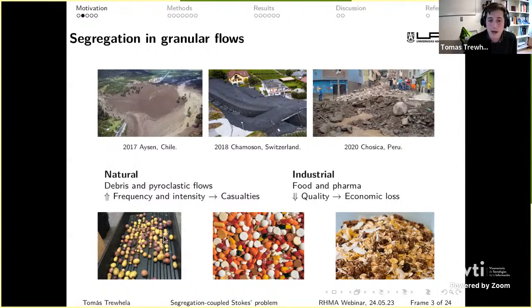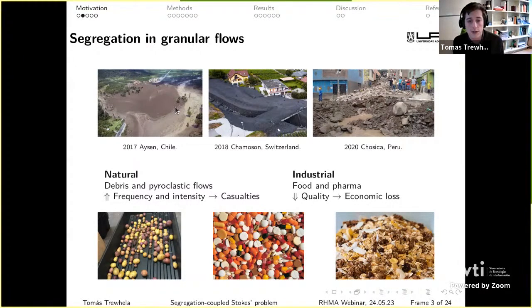But this not only happens in this type of small scale granular bulks, it also happens with natural flows. Each time that we have a debris flow, you will find structures such as levees or bulky fronts, where segregation also happens naturally. So here, for instance, we see in Chosica in 2020, a flow that created large levees, as we see here.